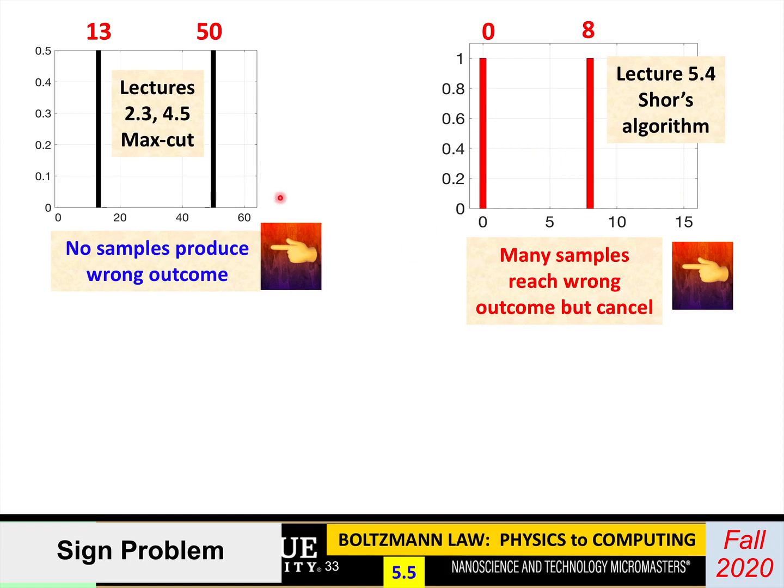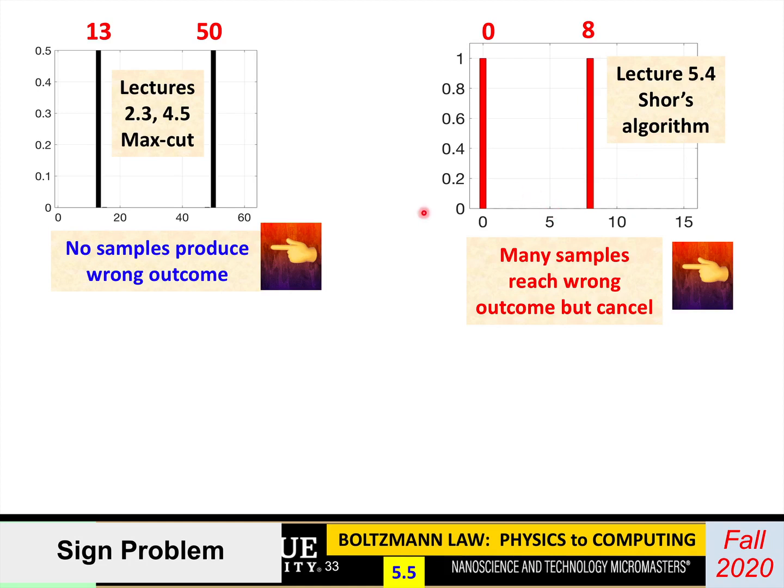But there's a big difference between the two. In our classical example, you see all these nulls, the places where the answer is 0. If you sample it, no samples will ever reach there. But in the Shor's algorithm case, there are samples that reach there but then actually cancel out.